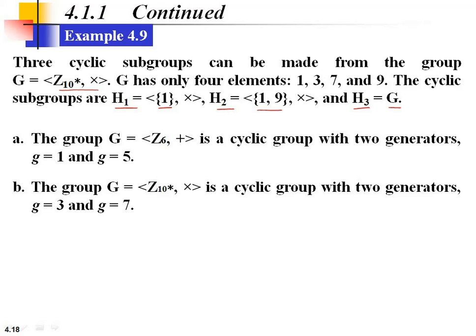Then for the group Z6 and plus, the cyclic group is generated by the generators 1 and 5, and for the cyclic group Z10 star, it is generated by 3 and 7. These are the two generators. Why are they called generators? Because using these elements we can generate the rest of the elements, so they are known as the generator elements.